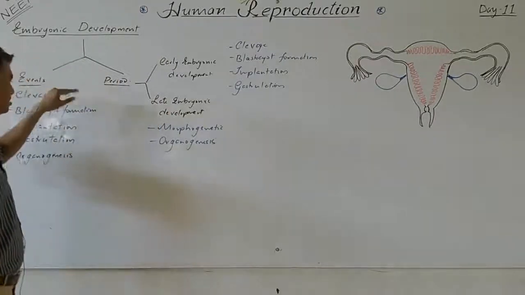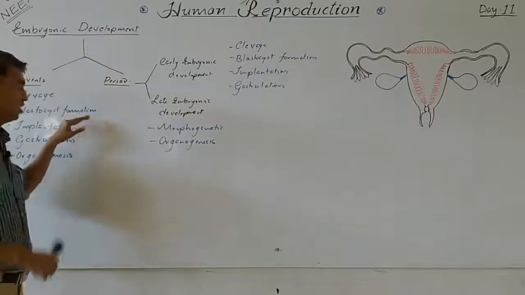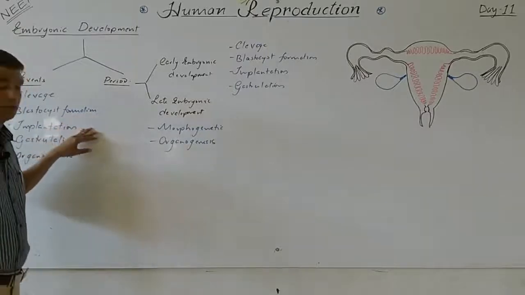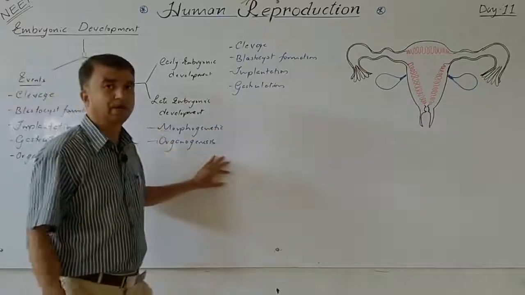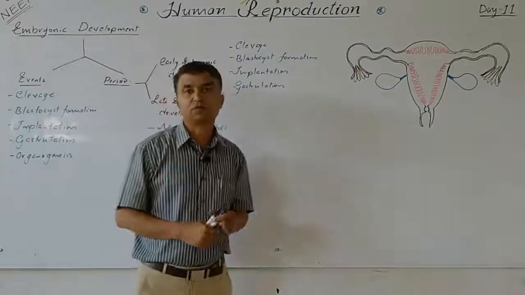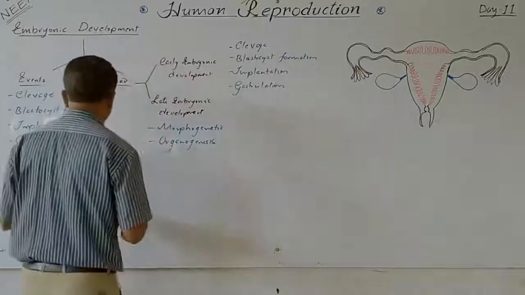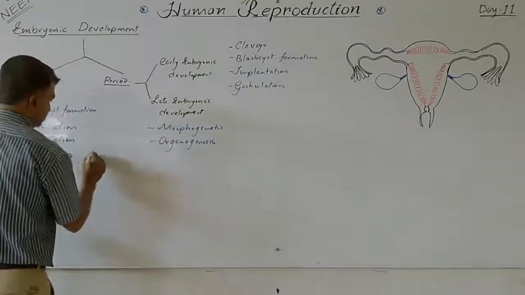In that one, cleavage is there, blastocyst structure we are going to cover, implantation we are going to cover, then gastrulation, organogenesis, these are the main topics. After that, the placenta formation topic we are going to cover. First one is cleavage.